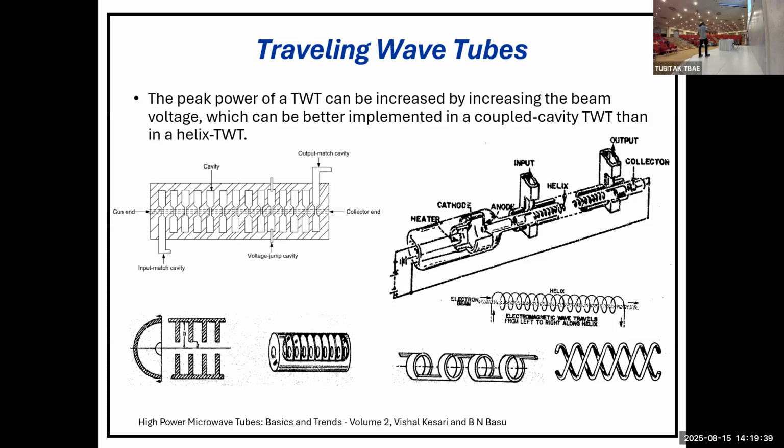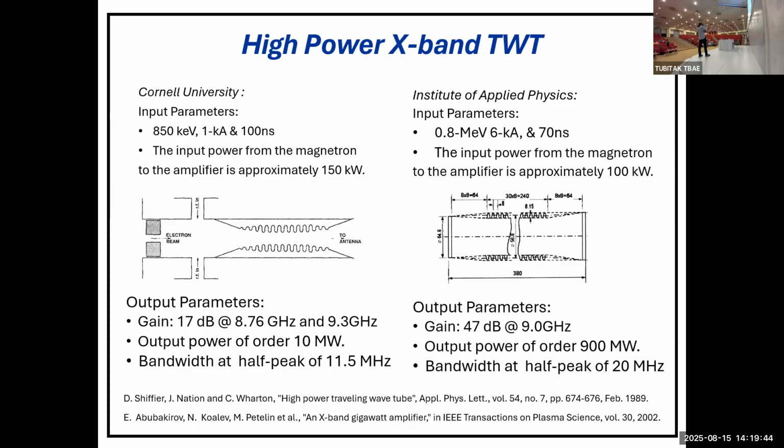But what I want to just focus on is the slow wave structure type of traveling wave tube, as you see here. Those are two main amplifiers that achieved very high gain at X-band, one in the United States and one in Russia in the early 90s. Schiffler's work is here, and this is the group from the Institute, I think, of Applied Physics.